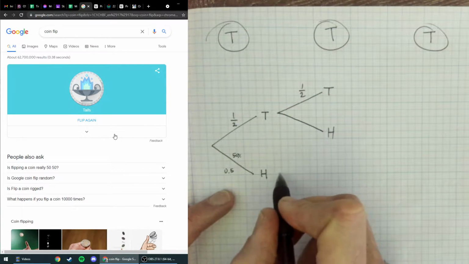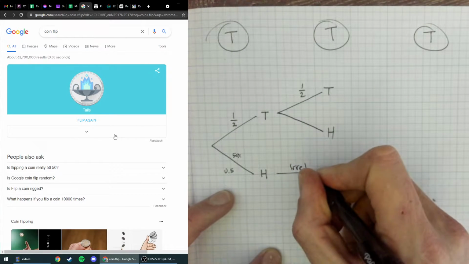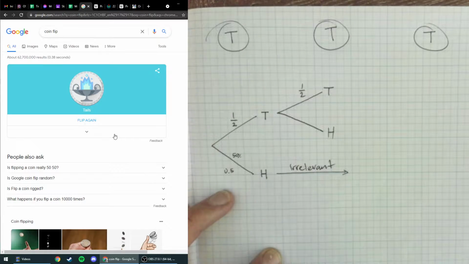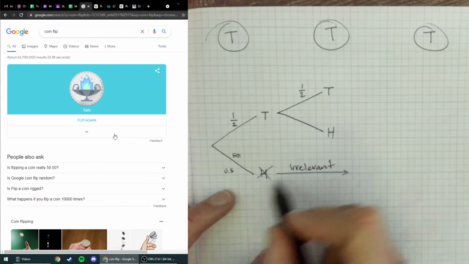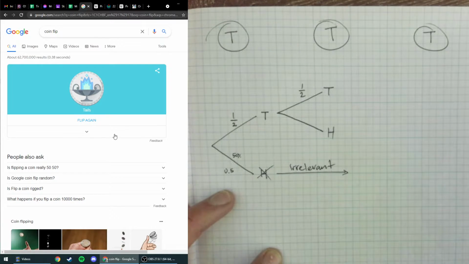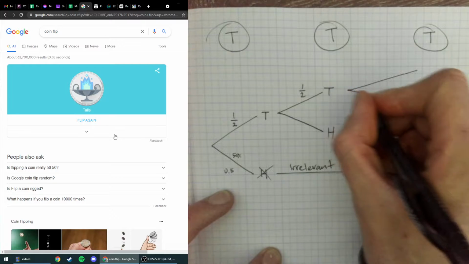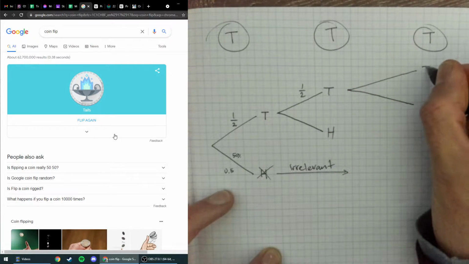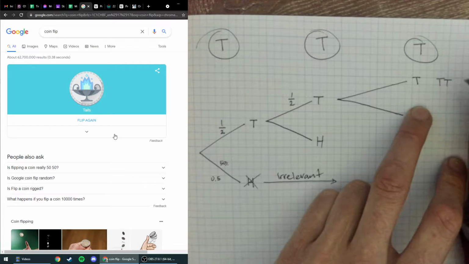This whole pathway is irrelevant in this calculation. So we don't actually care what happens after this because it's impossible to get 3 tails once you've already got a heads. So the only path we actually care about is this path that goes tails, tails, tails. So we're only caring about this path that goes T, T, T.